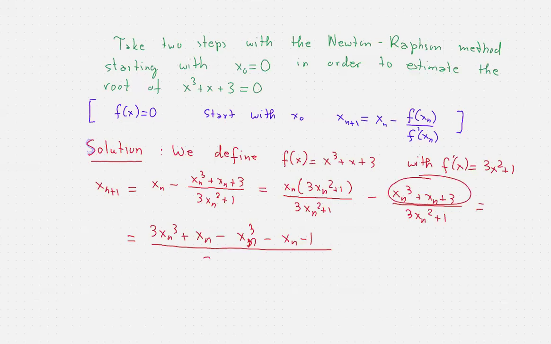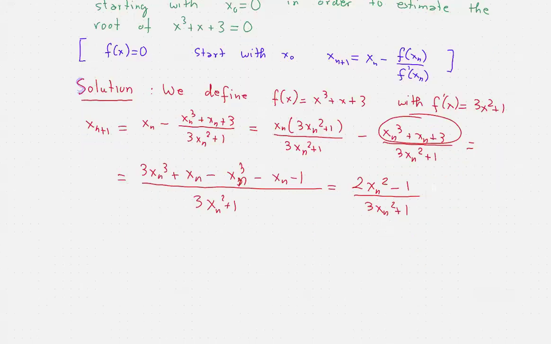So what do we get? We get 2xn squared. Xn minus xn cancel each other. So 2xn squared minus 1 over 3xn squared plus 1. Okay, so we're doing two steps just to illustrate what is going on. So we found that xn plus 1 is equal to 2xn squared minus 1 over 3xn squared plus 1.